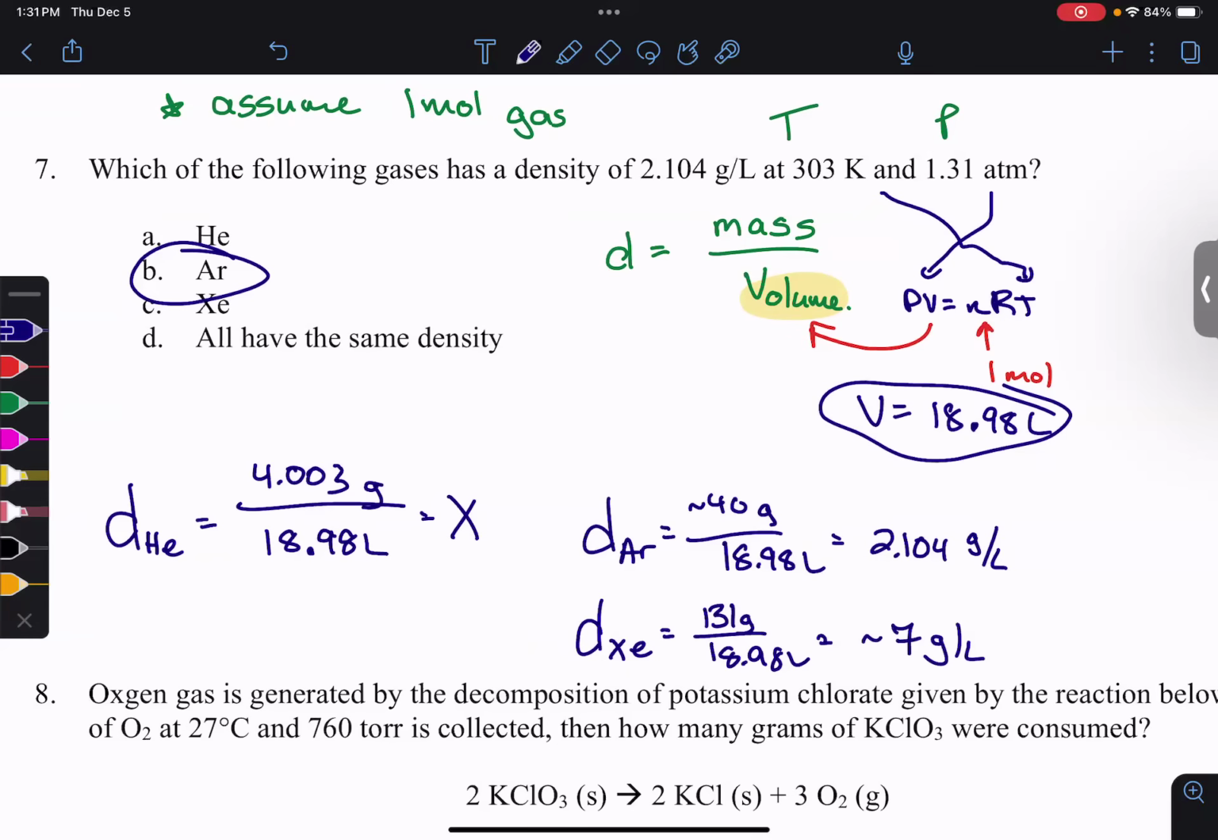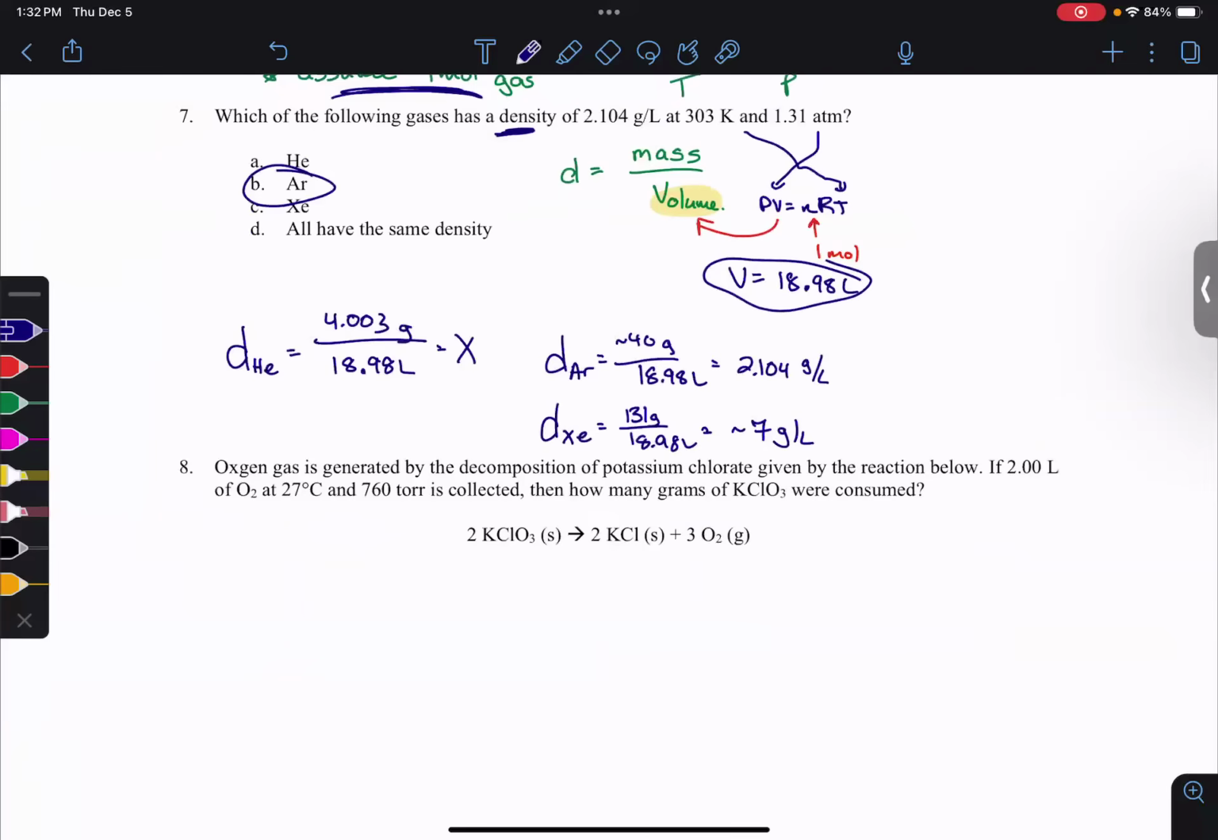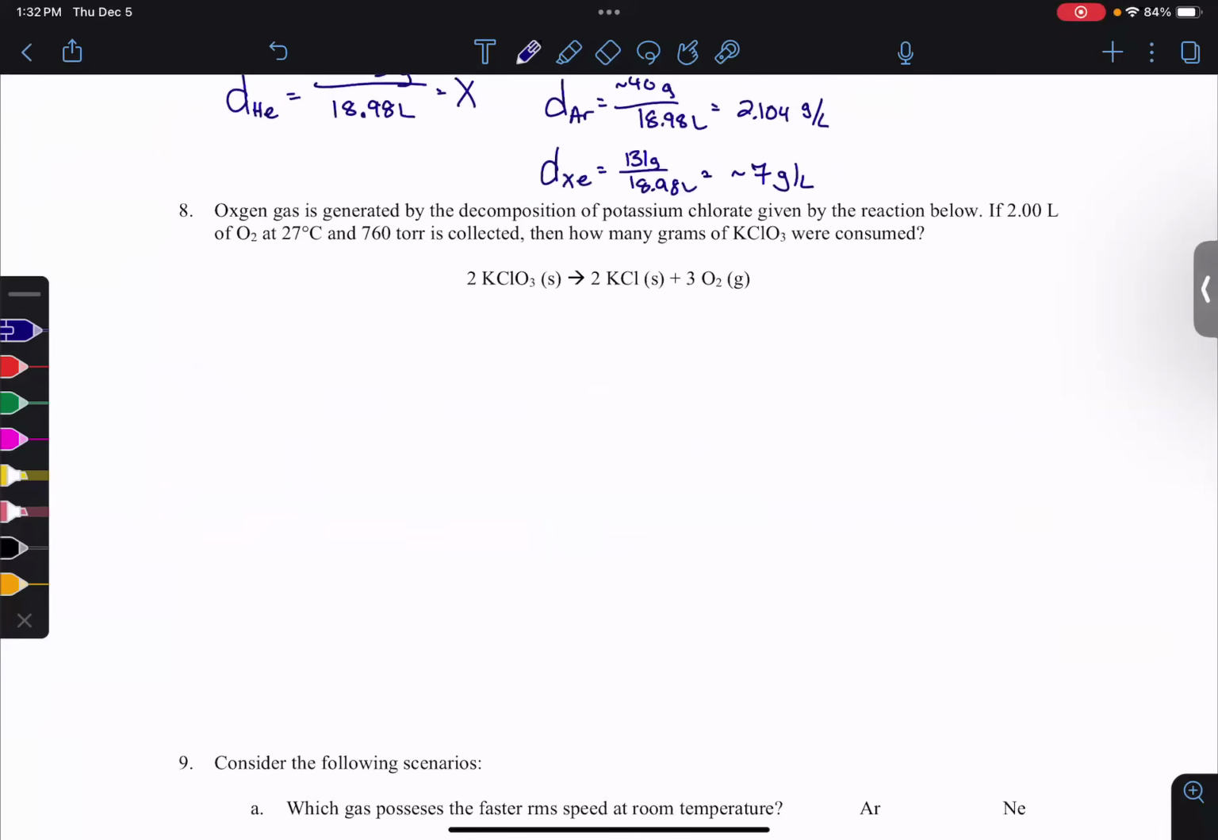But my strategy here for calculating density of gases is to start with an amount. Just assume you have 1 mole of gas. You can figure out how much 1 mole of gas occupies in volume. You can also figure out the mass of that sample of 1 mole of gas given its formula.